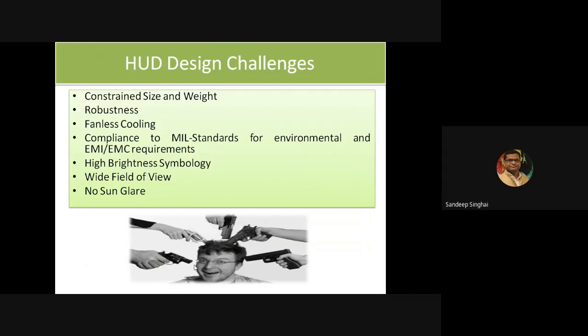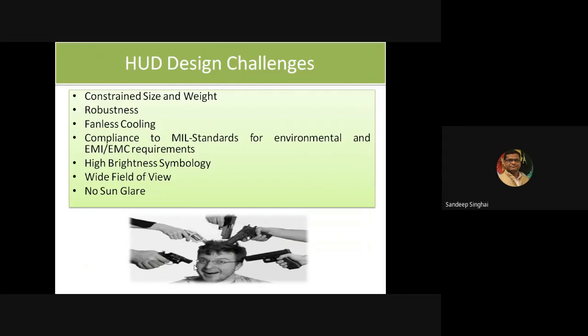Then we need to ensure compliance to various MIL standards for environmental. We follow MIL standard 810D in case of environmental requirements, and 462 and 461C in case of EMI/EMC requirements. The symbology brightness is a USP of CSIO HUD. We offer one of the globally best symbology brightness, and we have tweaked the design of HJT-36 so that it is able to show substantial things even against the sun. Then we had a wide field of view, and this is one major problem: sun glare.